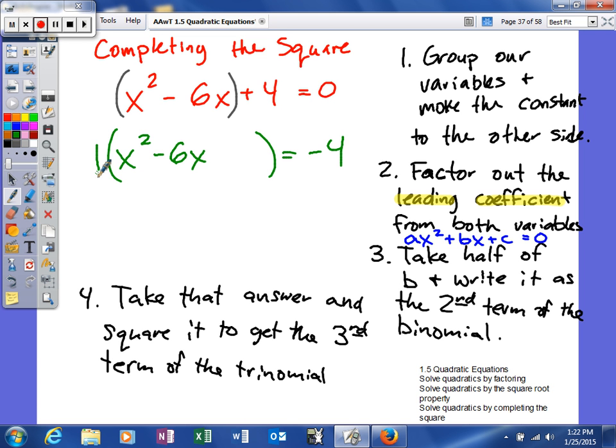So if I factor out this 1, that's basically going to divide both those by 1. It's not going to change my problem. But it will change our problem if it's 2 or 3 or something like that. So just something to be aware of. Just make sure that you understand that, because, yeah, it will change your problem if you don't do that. Next, what we're going to do is we're going to take half of b and write it as the second term of a binomial. Okay?